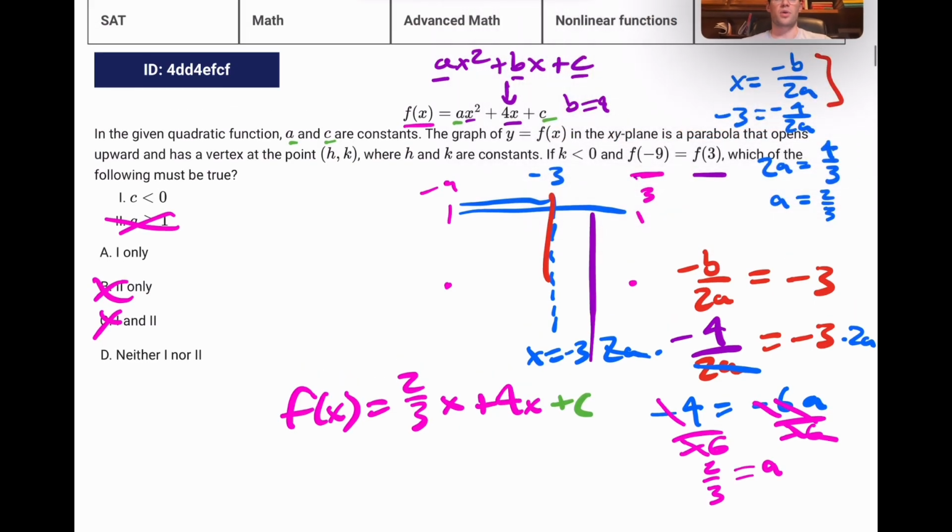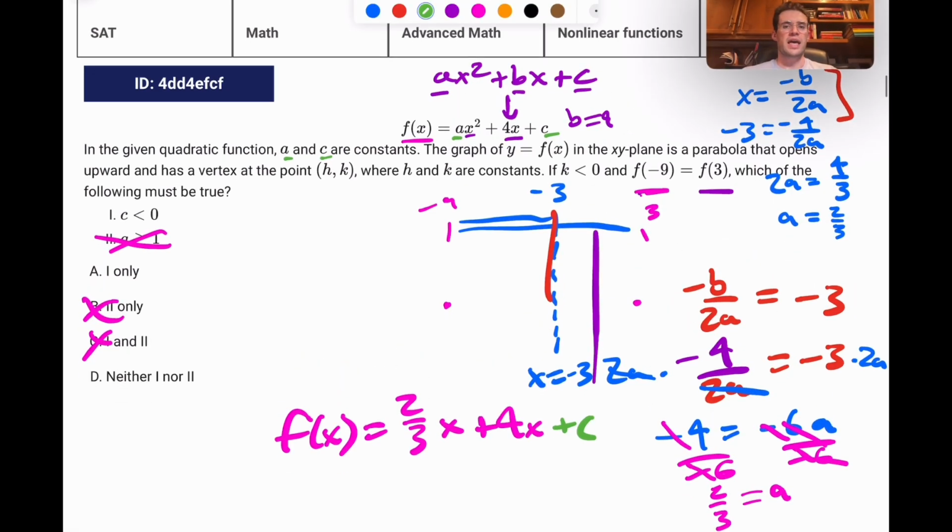I think the other important thing will be this k value being less than 0. So we know it's a positive parabola. We know that the axis of symmetry is at negative 3. And we know the vertex has a negative value. So this is down here, right? It has to be somewhere down here. It doesn't say how negative it is.